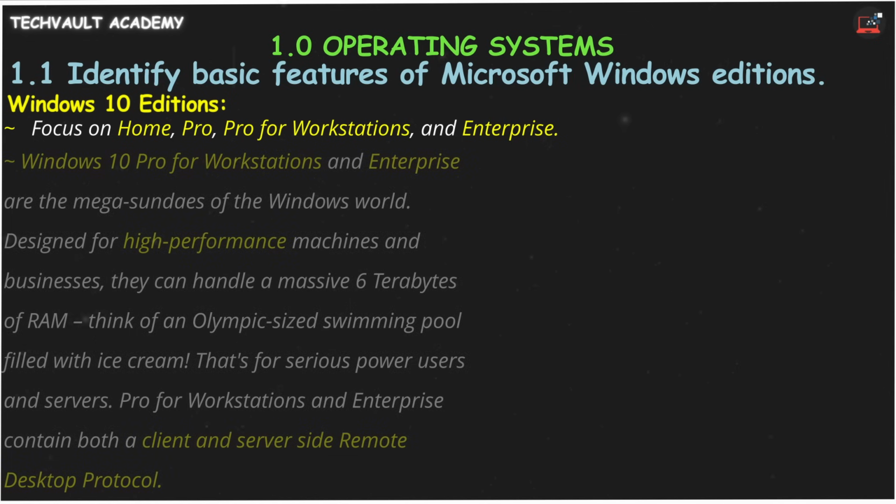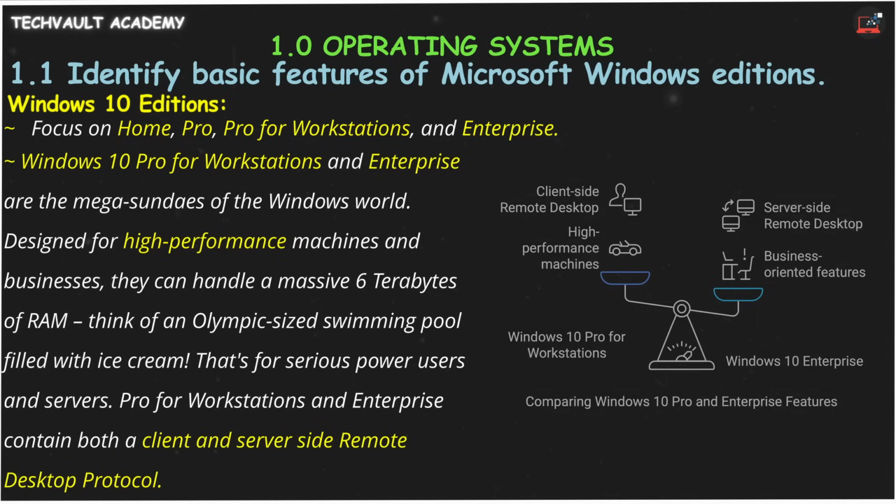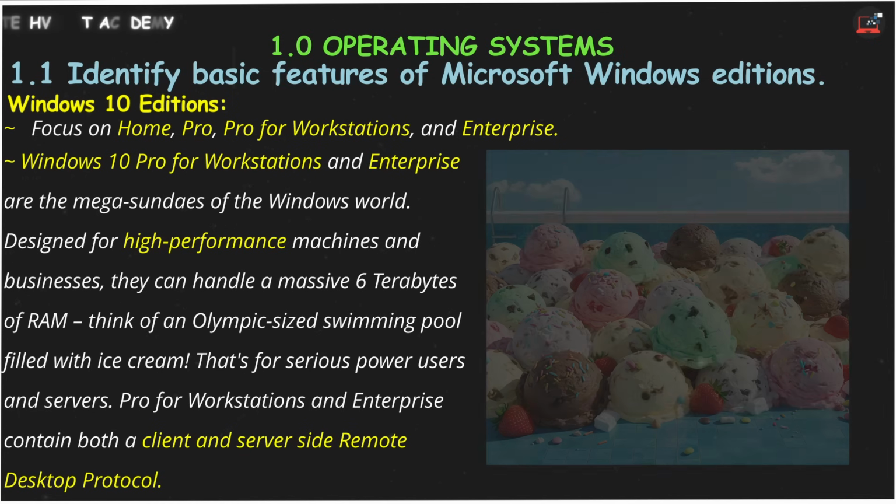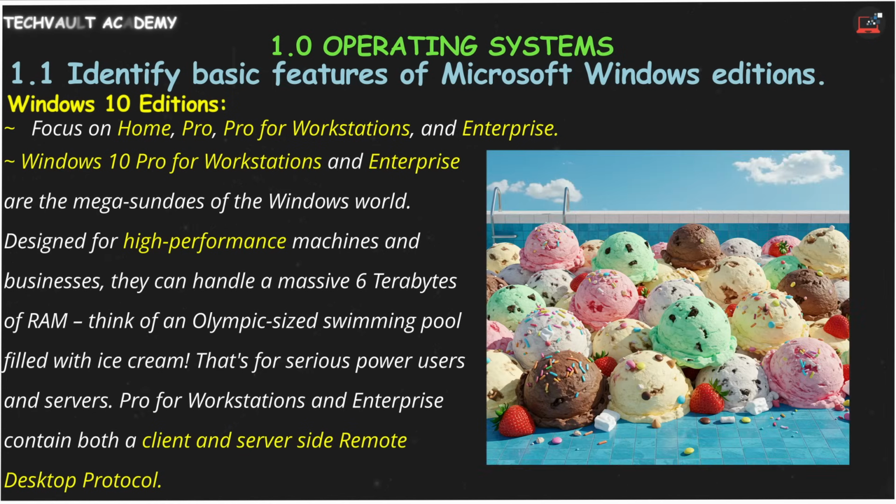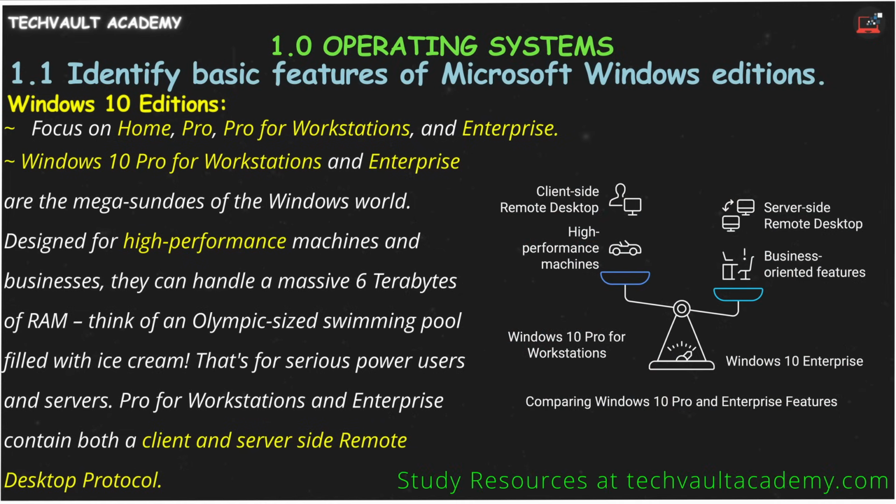Windows 10 Pro for Workstations and Enterprise are the mega sundaes of the Windows world. Designed for high-performance machines and businesses, they can handle a massive 6 terabytes of RAM. Think of an Olympic-sized swimming pool filled with ice cream. That's for serious power users and servers. Pro for Workstations and Enterprise contain both a client and server-side remote desktop protocol.